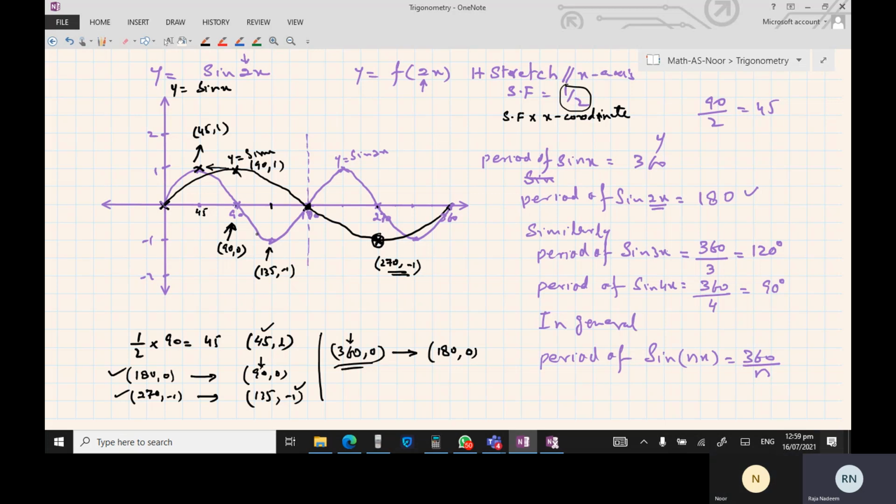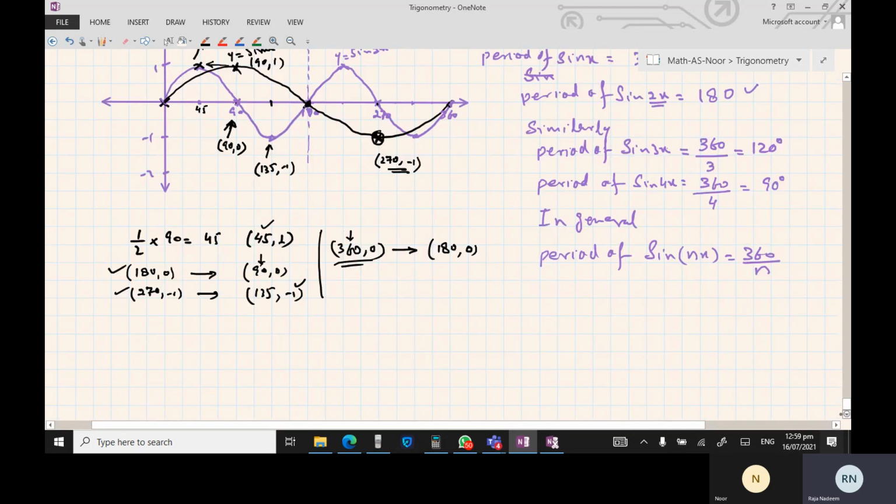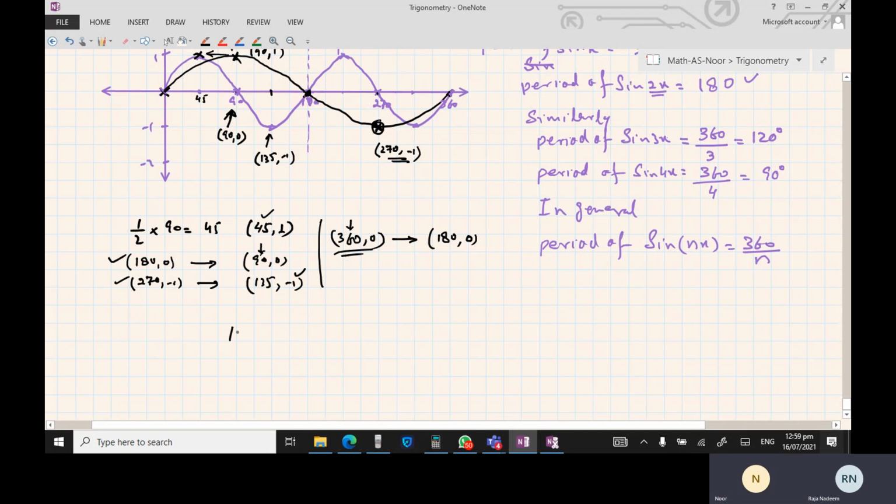Is it clear? Yes. So this is how we apply transformation on trigonometric functions. In the next class, inshallah, we'll discuss horizontal translation, number one, and horizontal reflection. By discussing these 2 points, we'll then move to the exercise and do some questions of sketching.